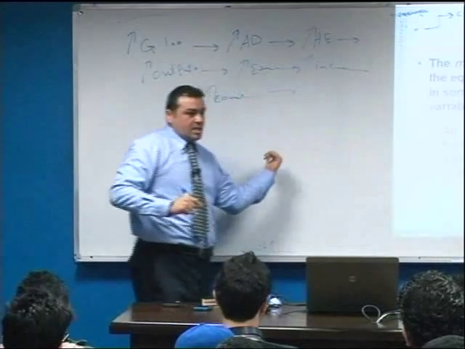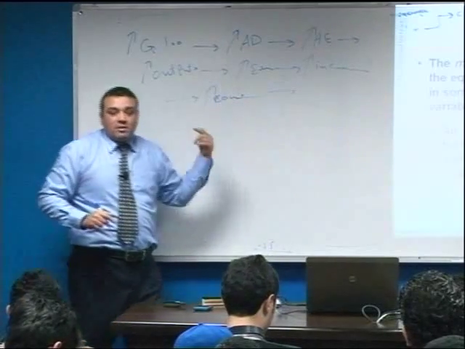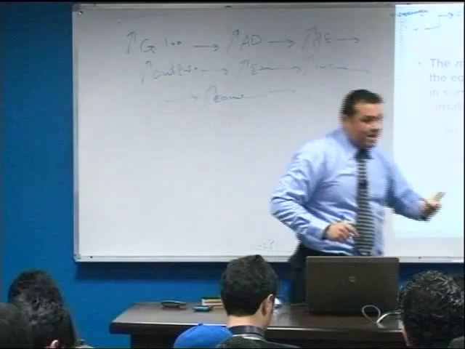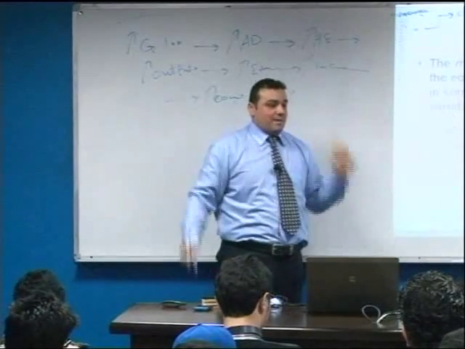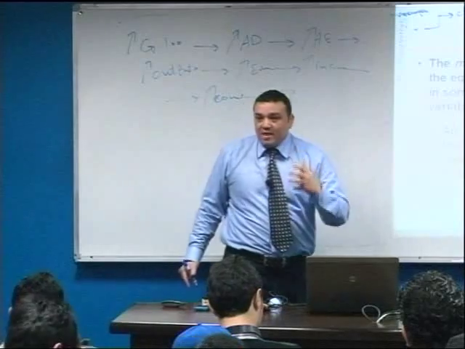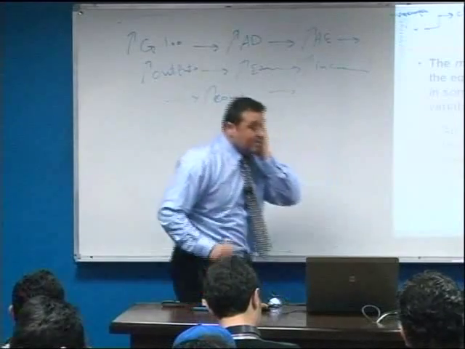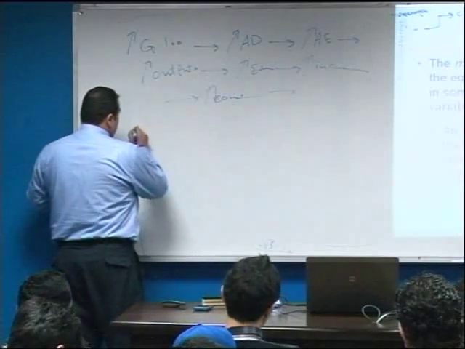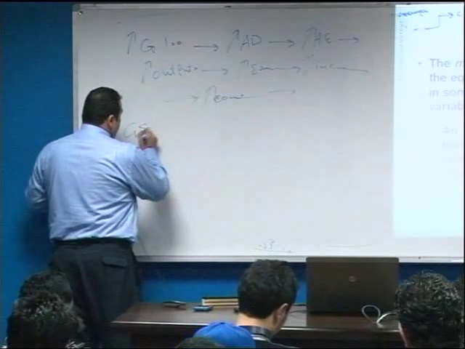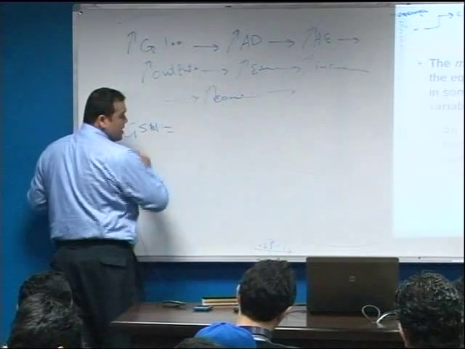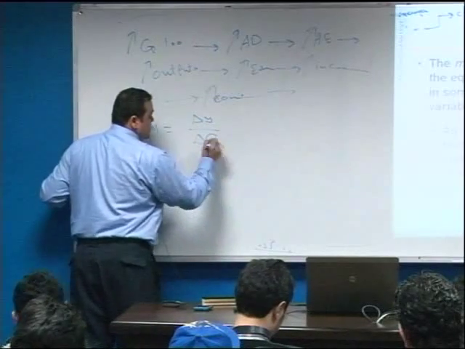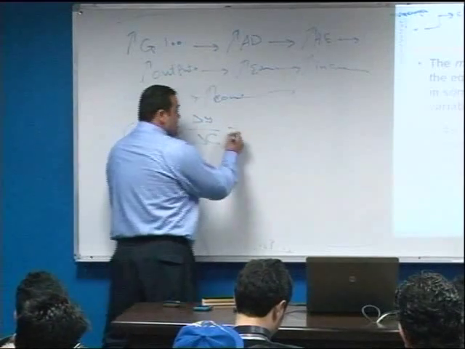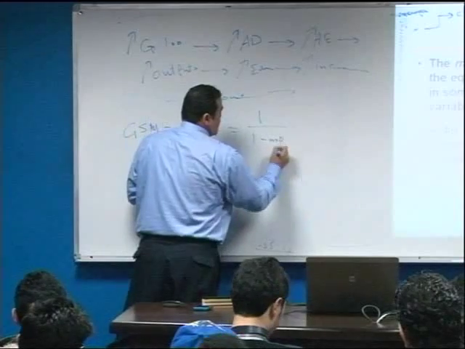In the first case, we talked about the investment multiplier, but now we are talking about the government spending multiplier. It's called the government spending multiplier. The government spending multiplier equals what? Delta Y over delta G, instead of I, equals 1 over 1 minus MPC. That's it.